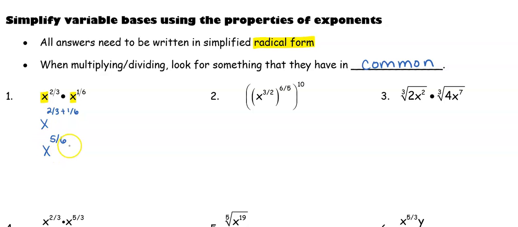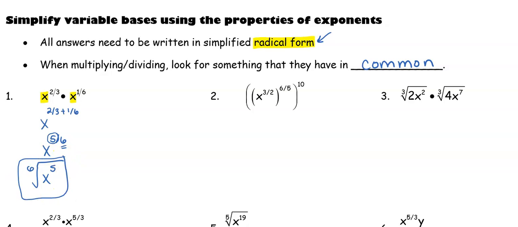When you look at this, you ask yourself, do I have a fractional exponent? If I have a fractional exponent, that means I need to rewrite it in radical form. Remember, the numerator is going to stay with the base inside the radical. The denominator is going to be the root on the radical. So this becomes the 6th root of x to the 5th power.